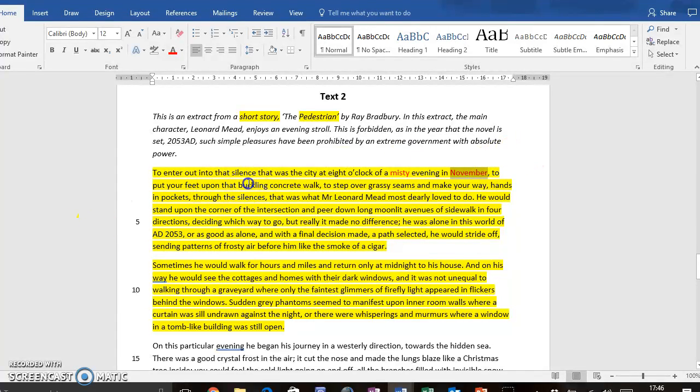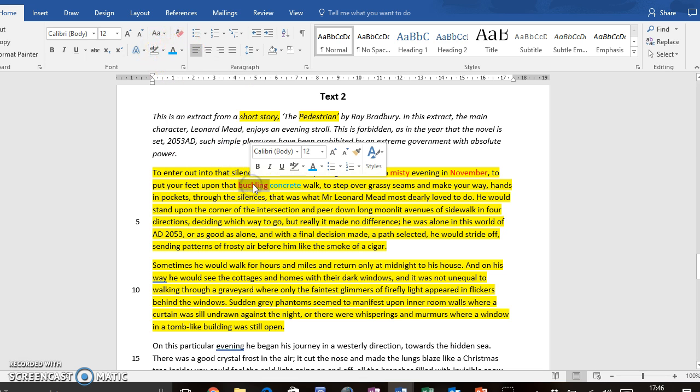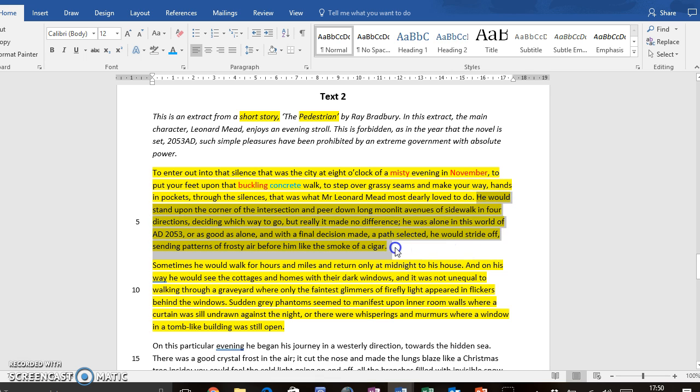"To put your feet upon that buckling concrete walk": interesting use of a verb, buckling, connotations of being unsteady. Which is actually, I'd say, contrasting with concrete, which is quite sturdy. So why is it buckling? Is that because the concrete is unstable? Is it old? Or is it the pedestrian that's buckling? Are they nervous?